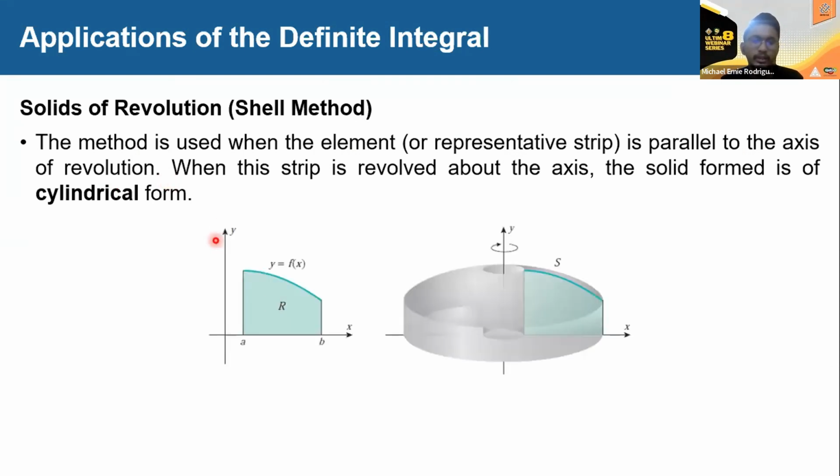So we revolve it along the y, and then our strip is parallel. So we have a vertical strip. So when we revolve that around y-axis, so we form a cylindrical form na. So we have V is equal to the integral of 2 pi x f of x dx with limits from a to b.